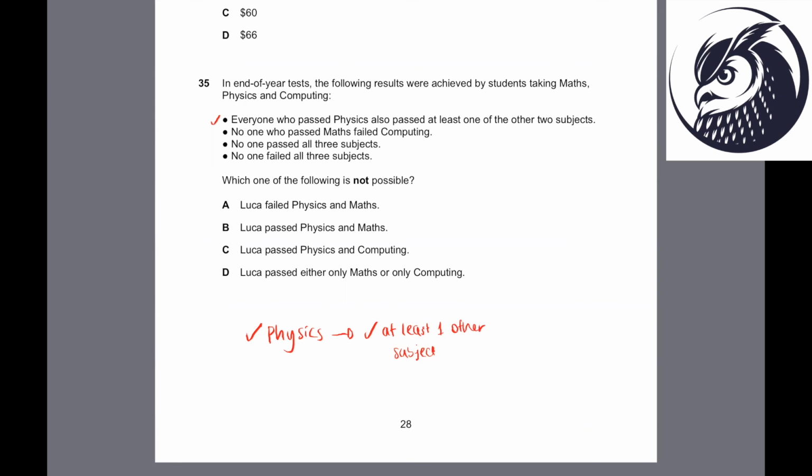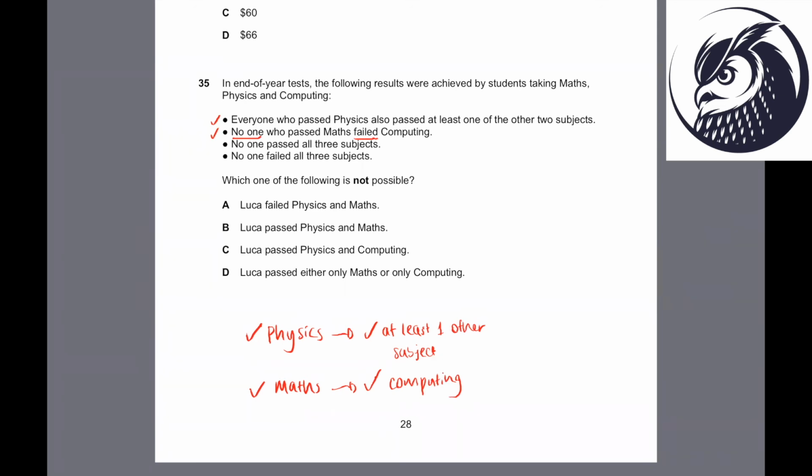And then let's now look at condition 2. It says that no one who passed maths failed computing. So guys, that's just a double negative, right? It says that no one who passed maths failed computing. So there's a negative here and there's also a negative here when you say no one. What that actually means is that if you passed maths, you must have passed computing, right? So we will then write, if you pass maths, you had to have passed computing. And so now that's condition 2.